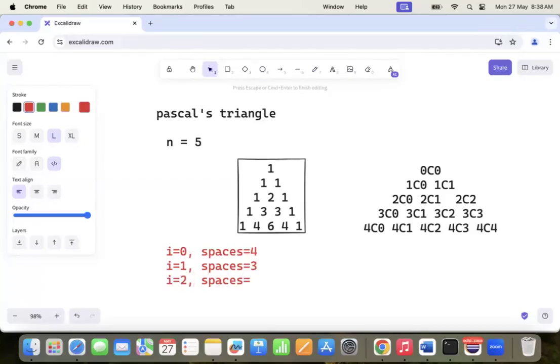When i is equal to 2, means third row, how many spaces are required? 2 spaces. Very good. When i is equal to 3, how many spaces are required? One space required. Am I clear? Hey folks, am I clear? When i is equal to 4, how many spaces are required? Zero.